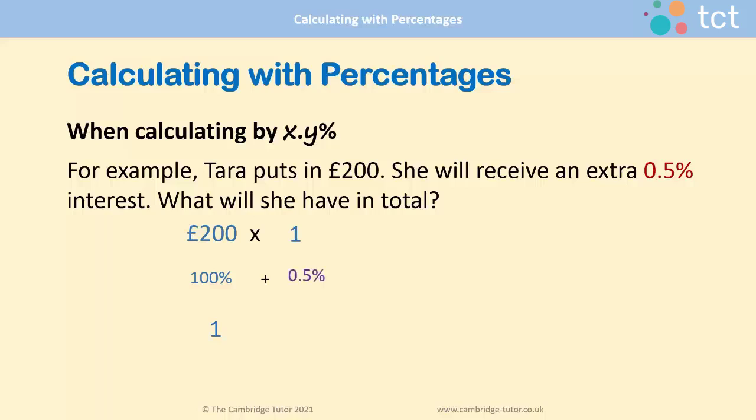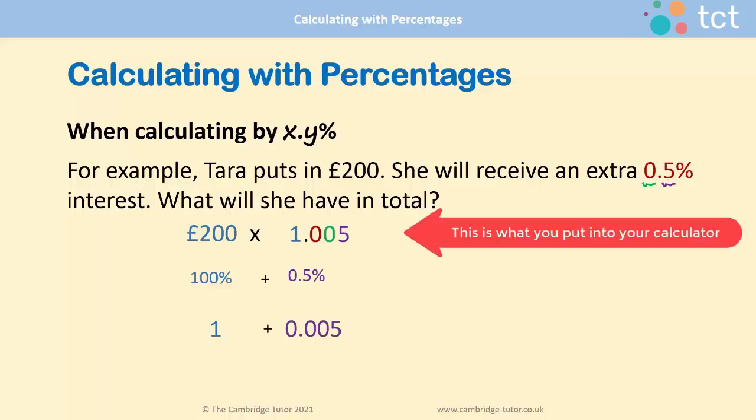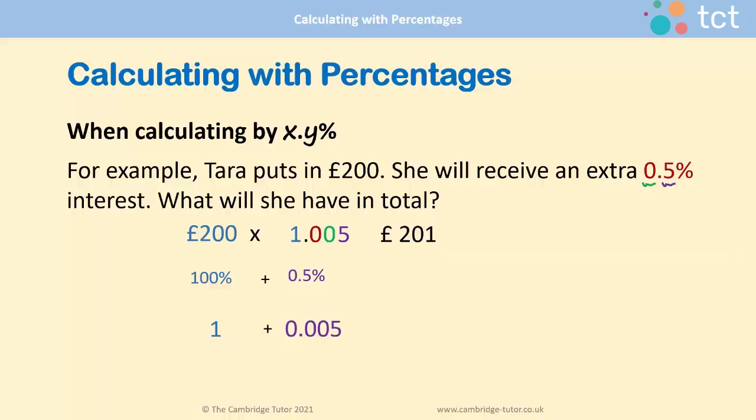0.5%. Remember with percentages, if you divide the number by 100, you have the decimal. So 0.5% as a decimal is 0.005, and we add that on to the whole 1. There's nothing for the tenths, there's nothing for the hundredths, but we have a 5 here. So that's 200 times by 1.005. And that's £201 that she will have in total. So she's made an extra £1, but in total she has £201.